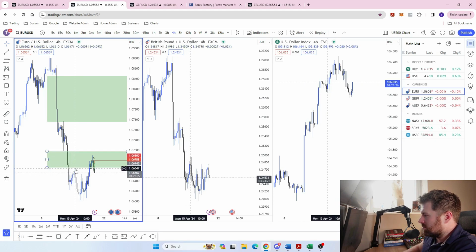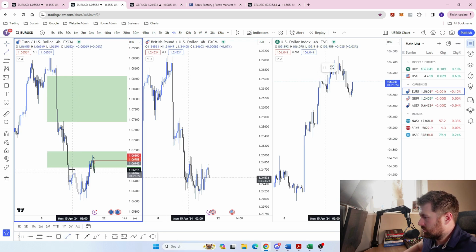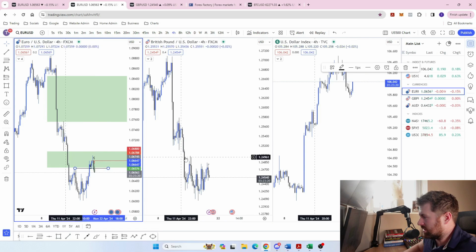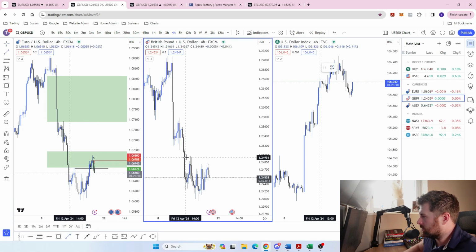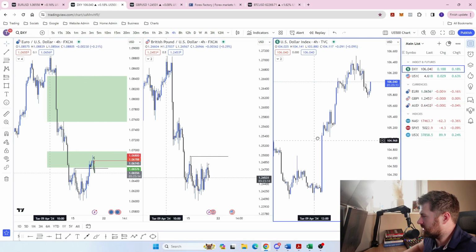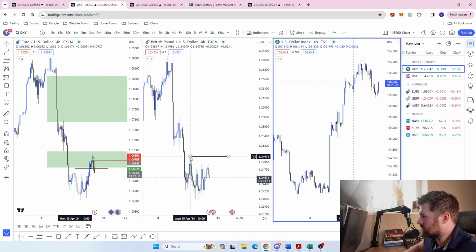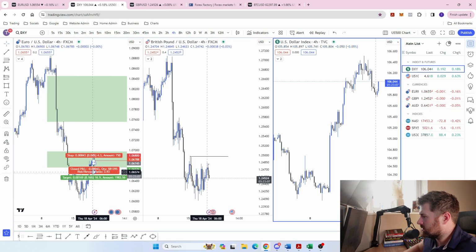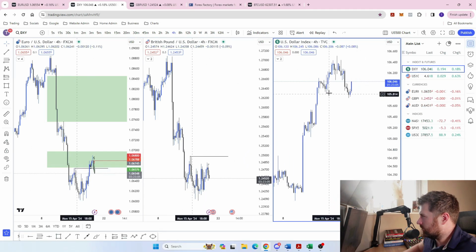Look at the high that was created on Monday on euro, right there. You can see price came above it. The same high on pound, price is not sweeping above. There is an unwillingness for this price action to do exactly what euro is doing as well.